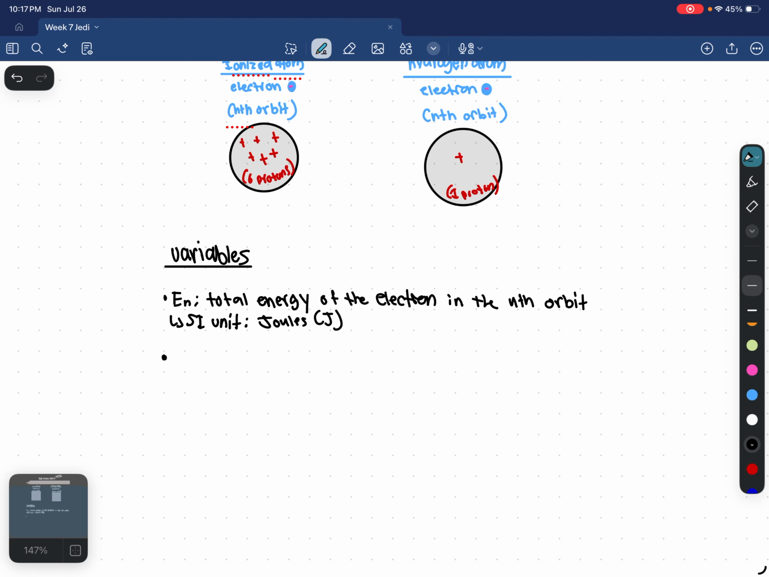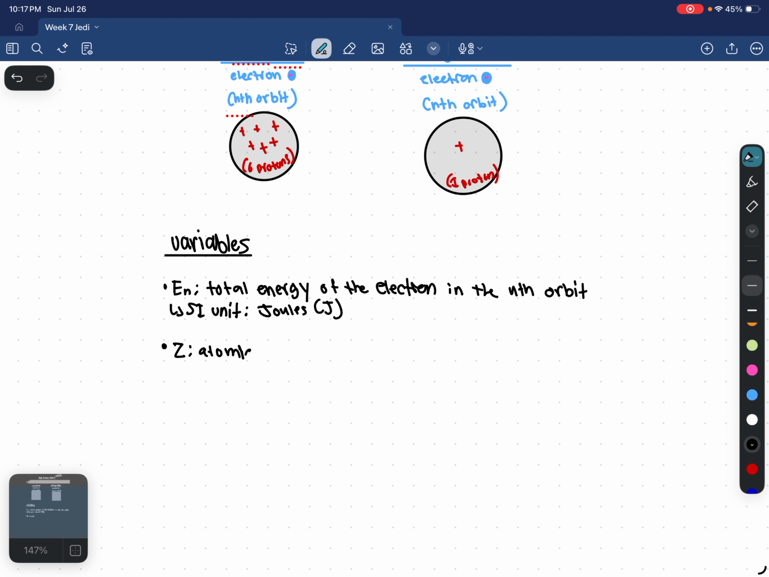Perfect. The next thing we need to know is Z, which is the atomic number, or the number of protons in the nucleus of an atom. So it's atomic number, or number of protons in nucleus, and it has no units. No SI units for this one.